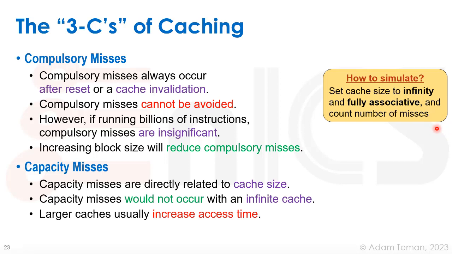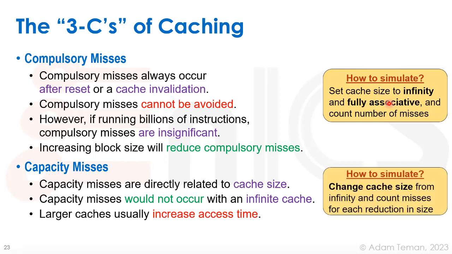Our next type of cache miss is the capacity misses. Capacity misses are directly related to the cache size. If we have that infinite cache, which in this case made us not see any capacity misses, we will not have these types of misses. Larger caches usually increase the access time, so we can't make an infinite sized cache. That's our trade-off there. How do we simulate capacity misses? Well, we're going to change the cache size from infinity and make it smaller and smaller, and we're going to count the misses for each reduction in size. If we didn't have a cache miss when the cache size was infinite, every single cache miss that is going to be added is going to be due to capacity.